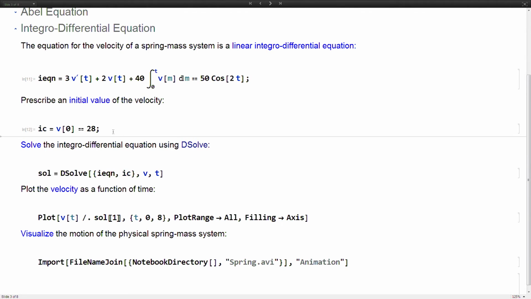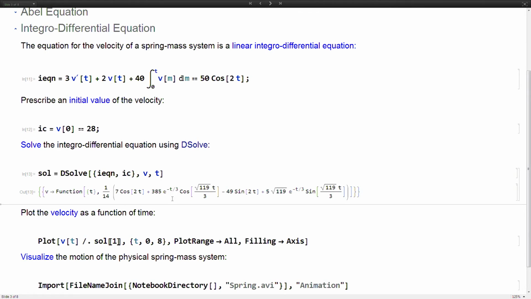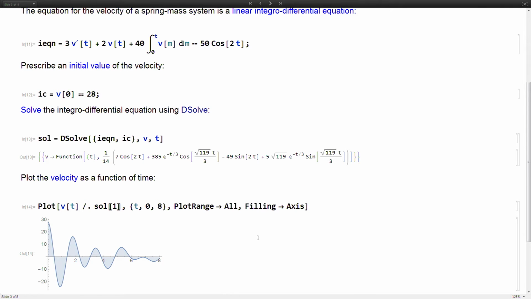So that's an integro-differential equation. I solve it with an initial condition, and I get back an answer quite quickly. It's not too bad, but it is a hard integration over here. I plot the solutions, but now I'm talking about the velocity over here, not the position as you normally would. And then Tim Schedelbauer actually showed me how one could go about animating this.